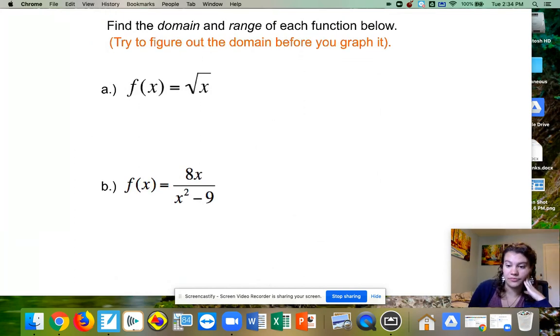All right, some functions here. So we're going to find just the domain here. If you want, you can graph them after we figure it out, but you should be able to find the domain just by looking at it.